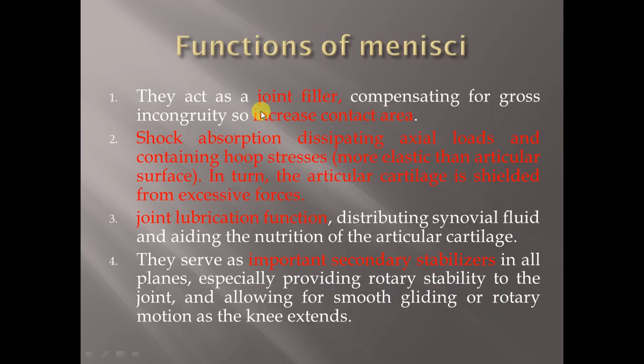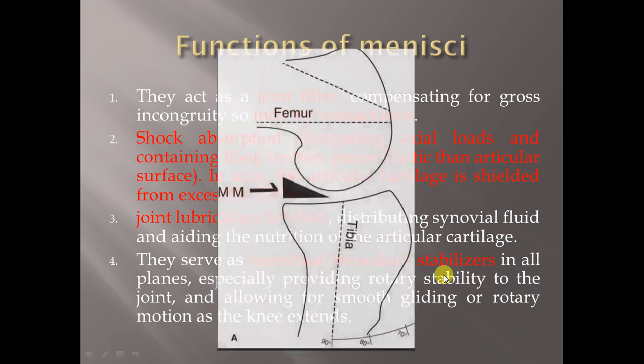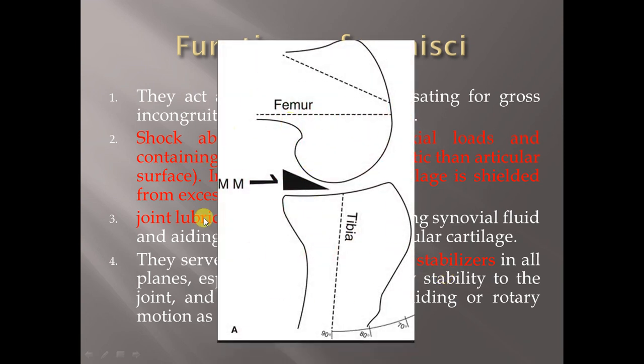Functions of the menisci: joint filler, to compensate between the relatively flat surface of the tibia and the convex femoral side, increasing the contact area. Shock absorption through the hoop mechanism, dissipating the axial loads and converting them into tensile force. Joint lubrication and secondary stabilization. Please review the knee examination lecture.